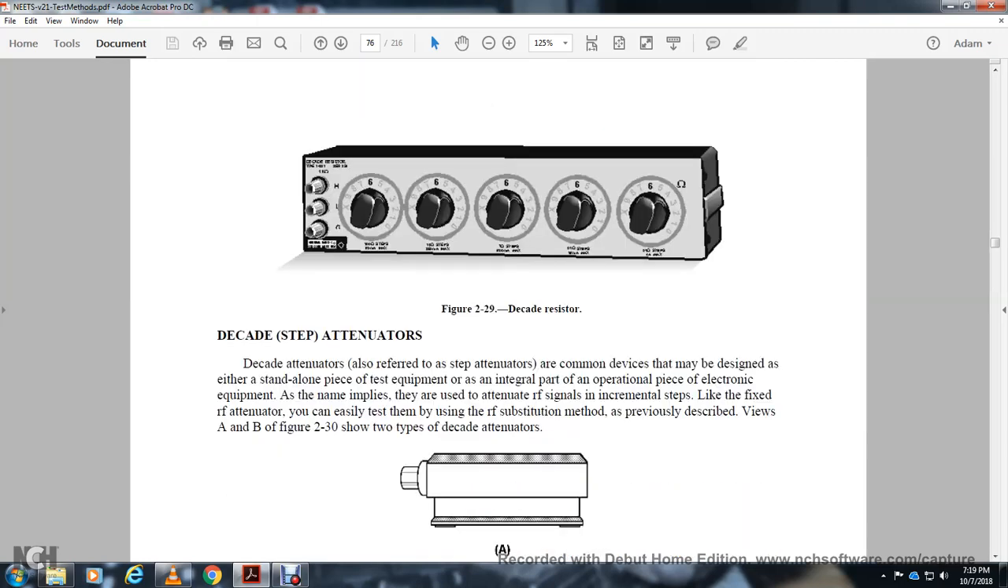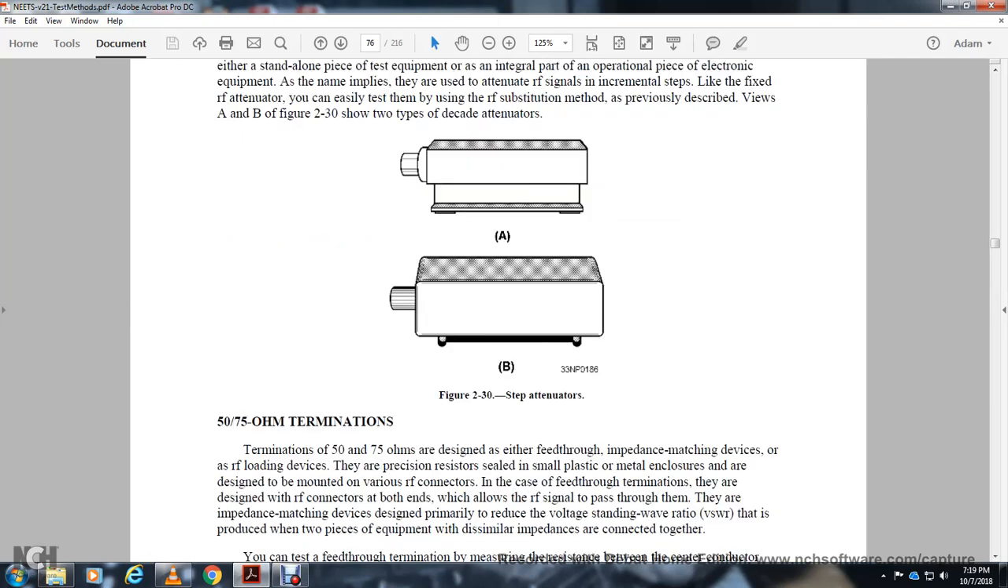Decade step attenuator. Decade attenuators, also referred to as step attenuators, are commonly designed as a standalone piece of test equipment that is integrated with an operational piece of electrical equipment. The name is applied to the use of attenuation of radio frequency in incremental steps of decibels. Like fixed radio frequency attenuators, you can easily test them using the radio frequency substitution method previously described. Views A and B of figure 230 show the types of decade attenuators.